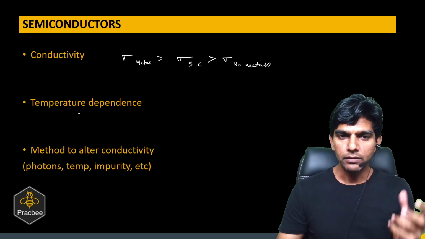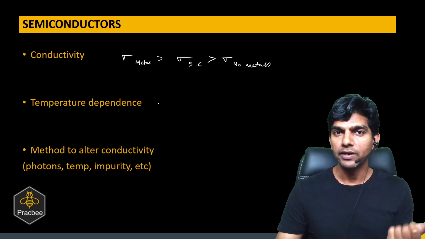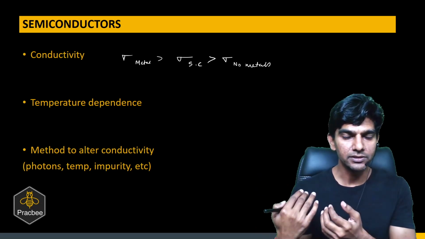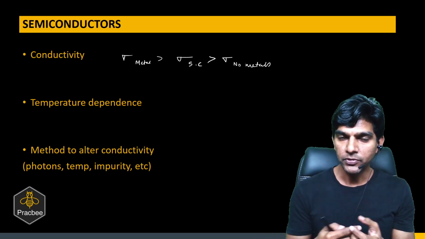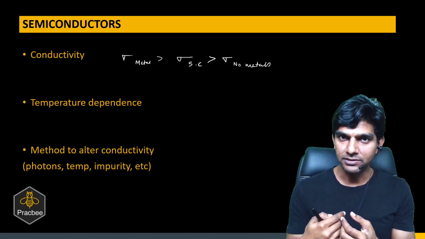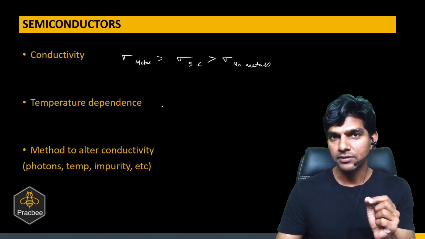And how does the conductivity change if we increase the temperature of a semiconductor? As we know, in metals, if you increase the temperature, the resistance increases and conductivity decreases, but that is not the case in a semiconductor. If you increase the temperature, the resistance decreases and the conductivity increases, right? So we can say in case of semiconductor, the thermal coefficient of resistance is negative.